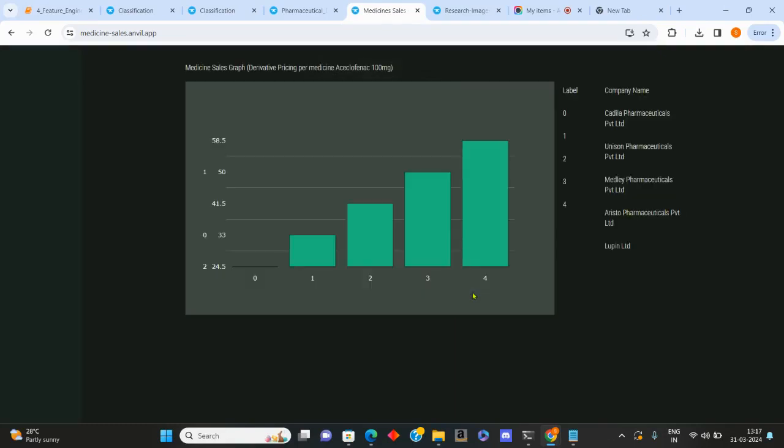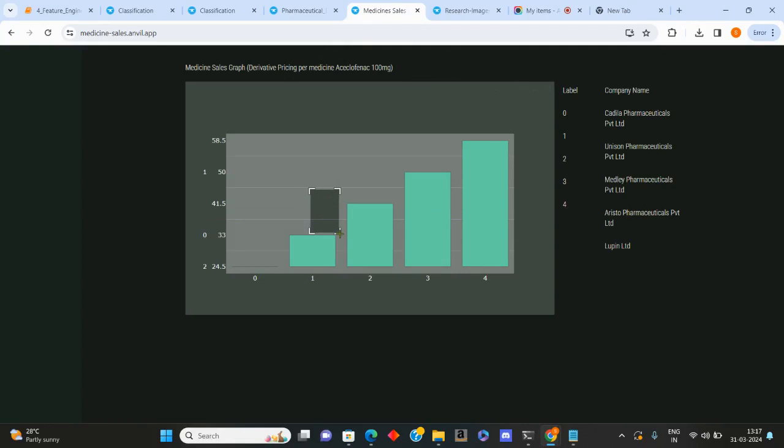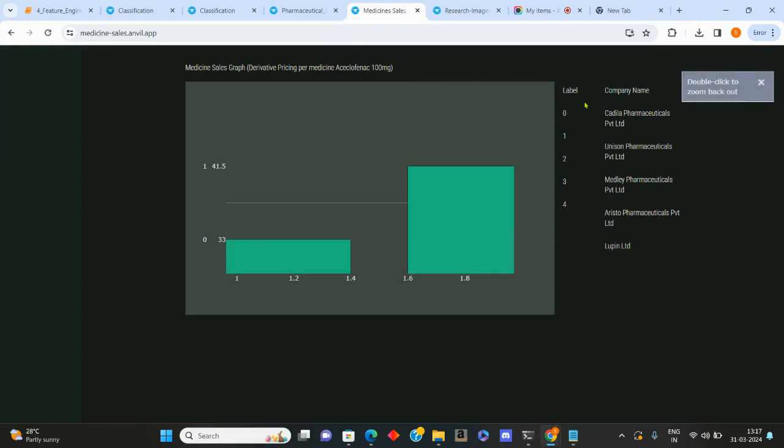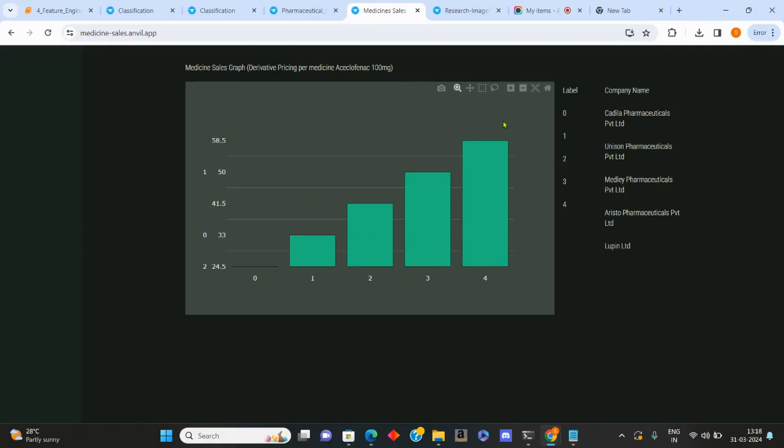Now here are the sales. We can magnify them, and here are the labels and the companies. Cadila, one denotes Unison, and so on. The sales here are pretty easy to understand. Lupin sells the highest amount of aceclofenac drug.